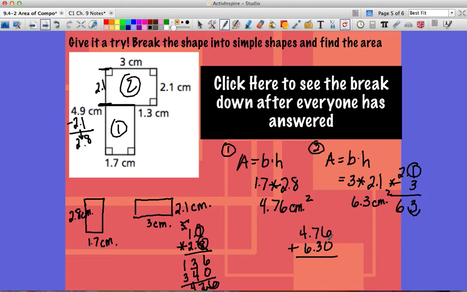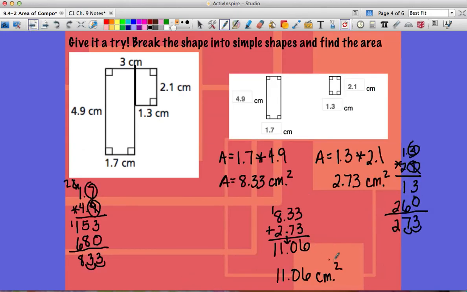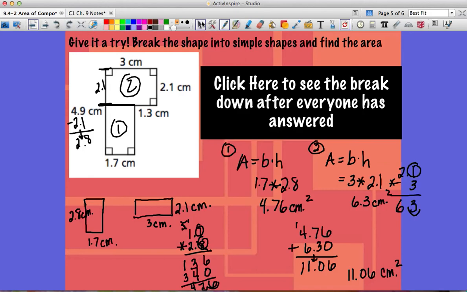So we can add a 0 here. 6 plus 0 is 6. 7 plus 3 is 10. Carry the 1. 4 plus 6 is 10. Plus 1 is 11. Bring your decimals straight down. And we got the area of 11 and 600 centimeters squared, which if you look is the exact same answer as we got up here. Same answer, just two different ways.